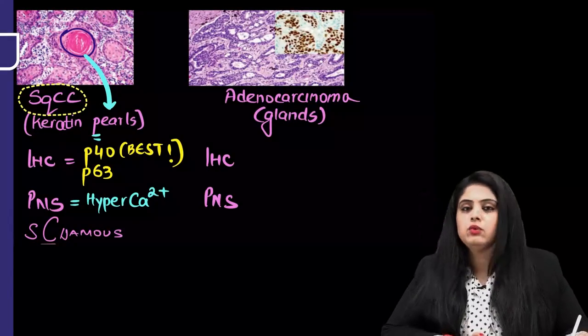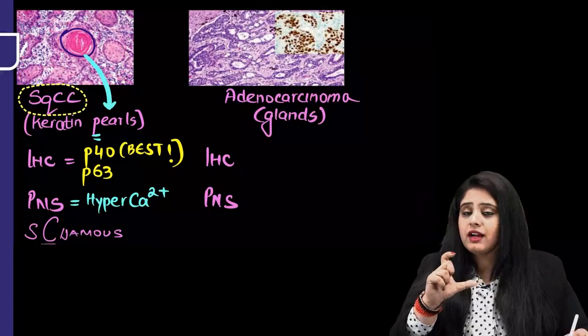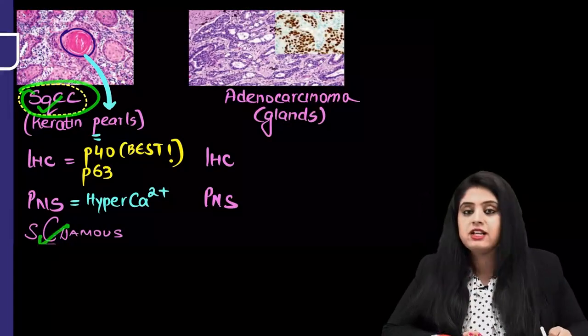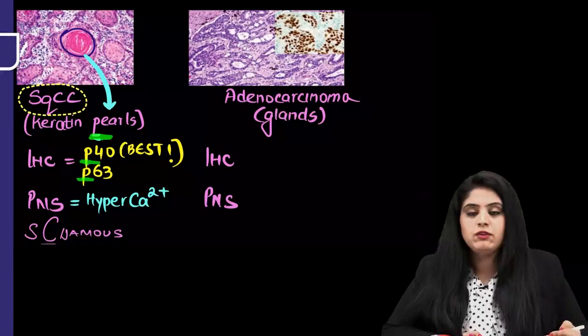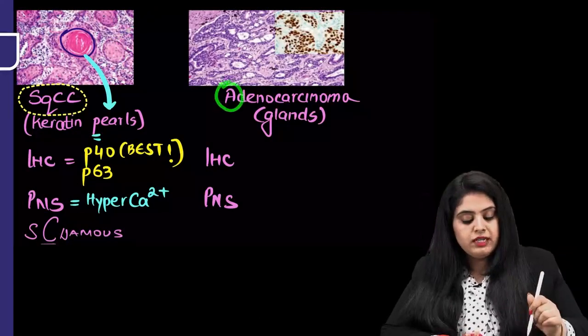So instead of writing Q, remember squamous with a K, it has a calcium sound. Squamous cell carcinoma is going to have calcium. So remember, squamous cell carcinoma will remind you of calcium, hypercalcemia. And because it shows you keratin pearls, it will have all the PP markers. Am I clear with squamous cell? Can we go on to adenocarcinoma?